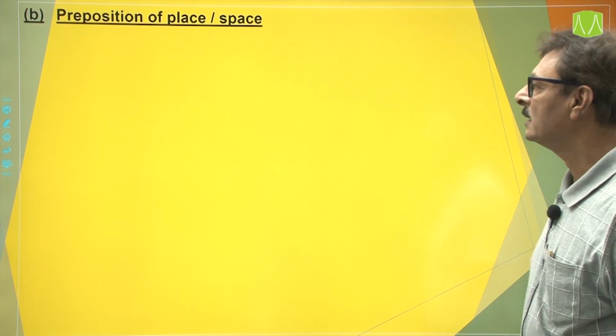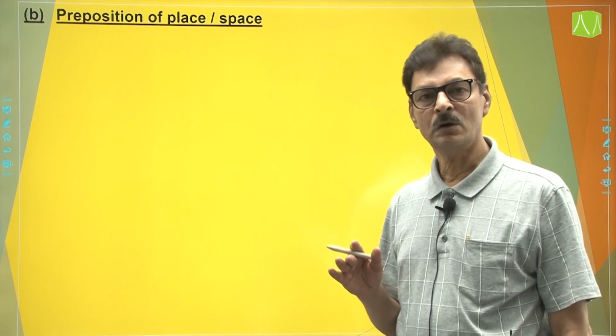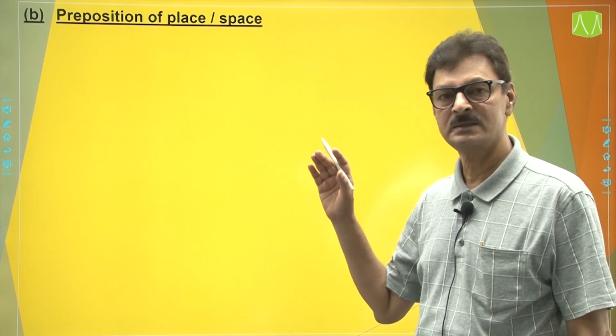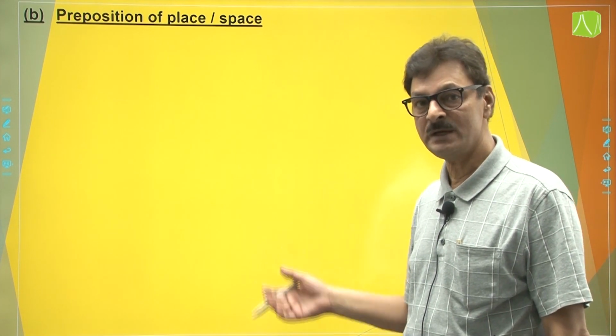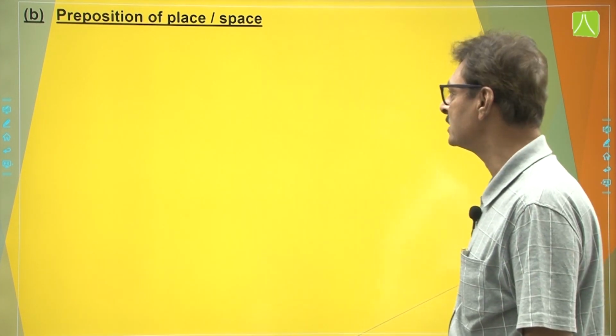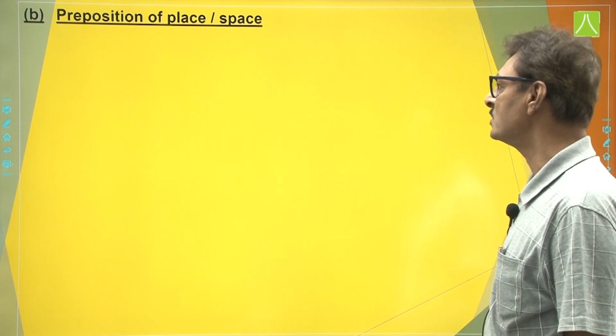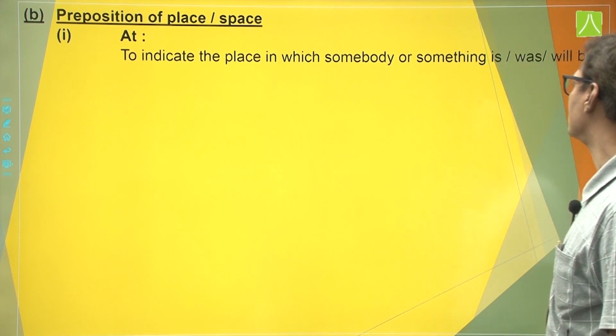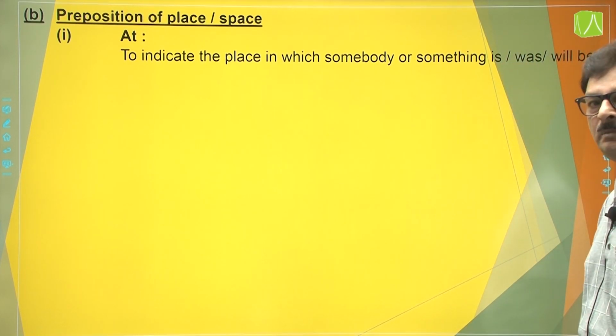Next. So now we did preposition of time. Now we'll take up preposition of place or space. The same prepositions can be used in multiple ways. अब हम use करते हैं preposition how they are used for place or space. Again start with at, to indicate the place in which somebody or something is or was or will be.